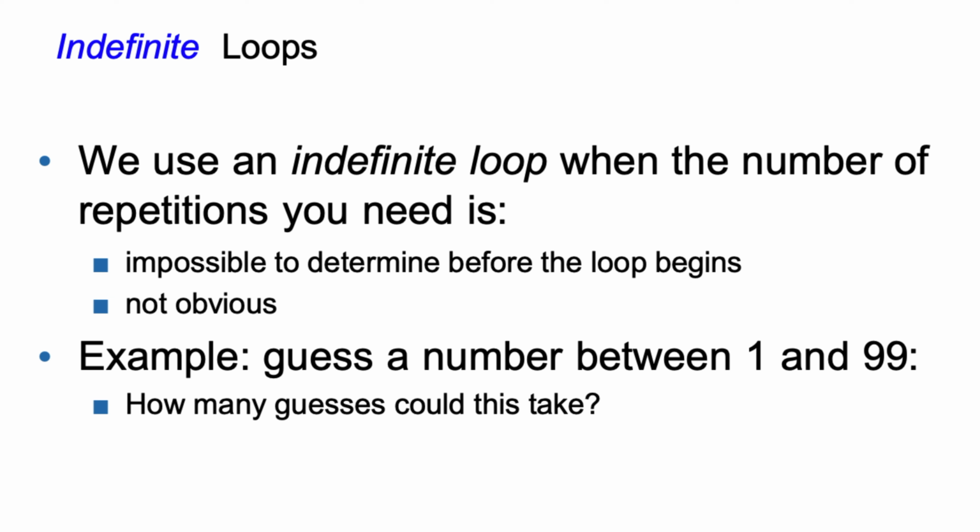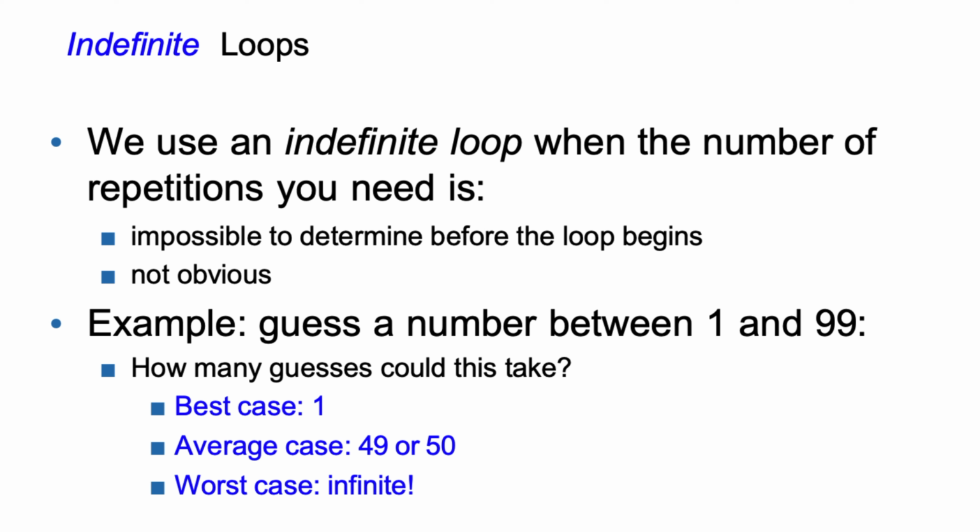Let's now go deep into loops. There are two types of loops, the indefinite while loop and the definite or for loop. We will focus first on the indefinite or while loop. We use an indefinite loop when the number of repetitions or iterations you need is impossible to determine before the loop begins, or more simply, not obvious. An example of an indefinite loop is guessing a number between 1 and 99 because we don't know how many guesses it will take to guess that number.